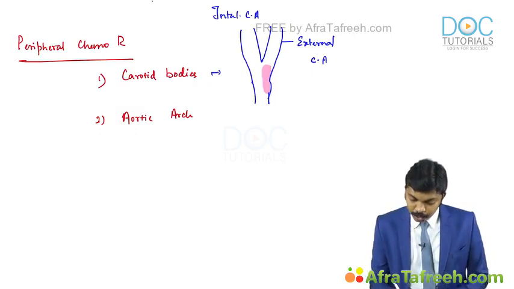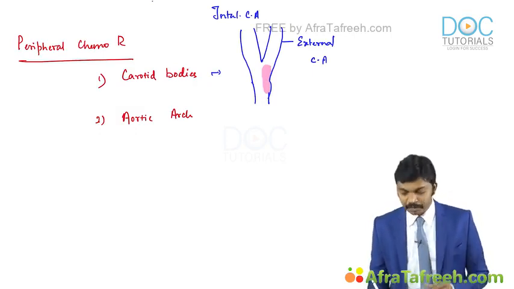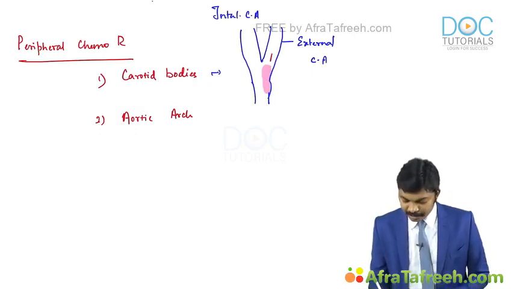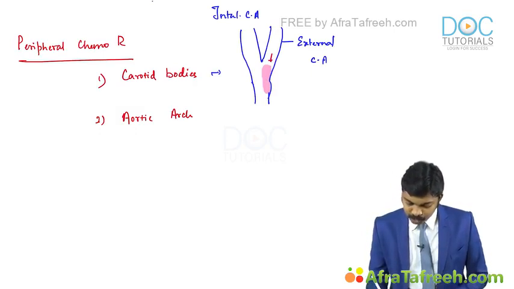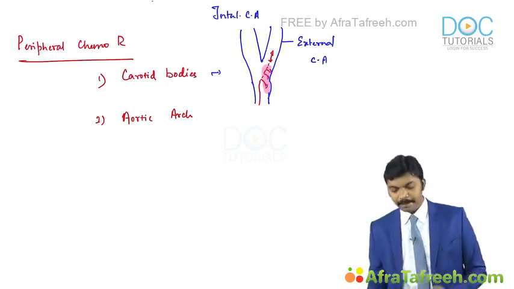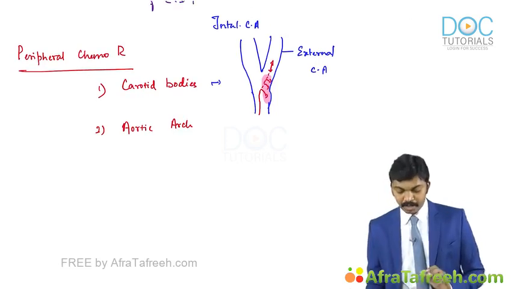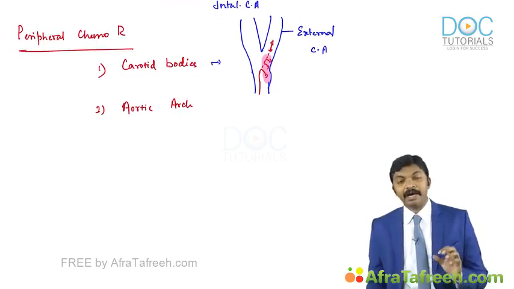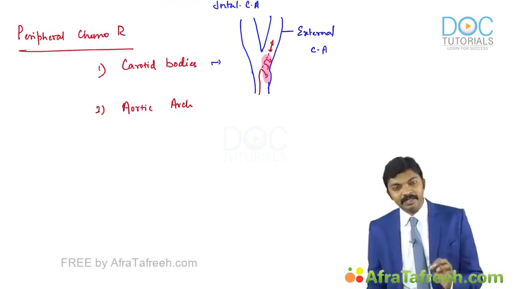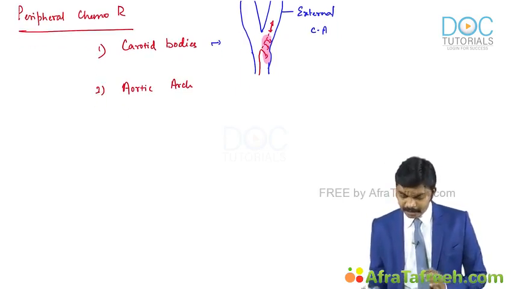Now the carotid body receives its blood supply primarily from the external carotid arteries. The blood that goes from the common carotid into the external carotid artery is the one that is going to perfuse the peripheral chemoreceptors located in carotid bodies. So point number one, we have carotid bodies located at the junction of external and internal carotid artery.